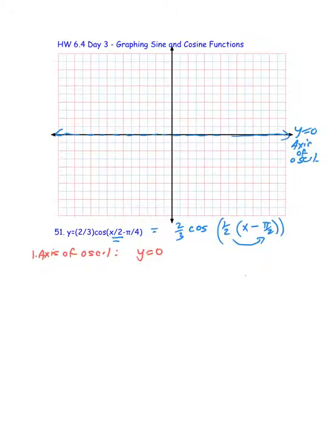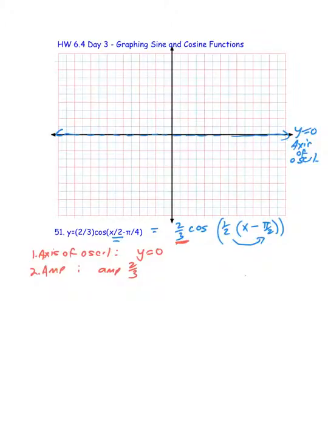Next thing we want to know is what's the amplitude. So the amplitude is determined by the coefficient that multiplies cosine. So that is 2/3. So the amplitude is 2/3. That means our graph is going to go up 2/3 of a unit and down 2/3 of a unit from the axis of oscillation. So I'm going to set my x scale, my y scale.